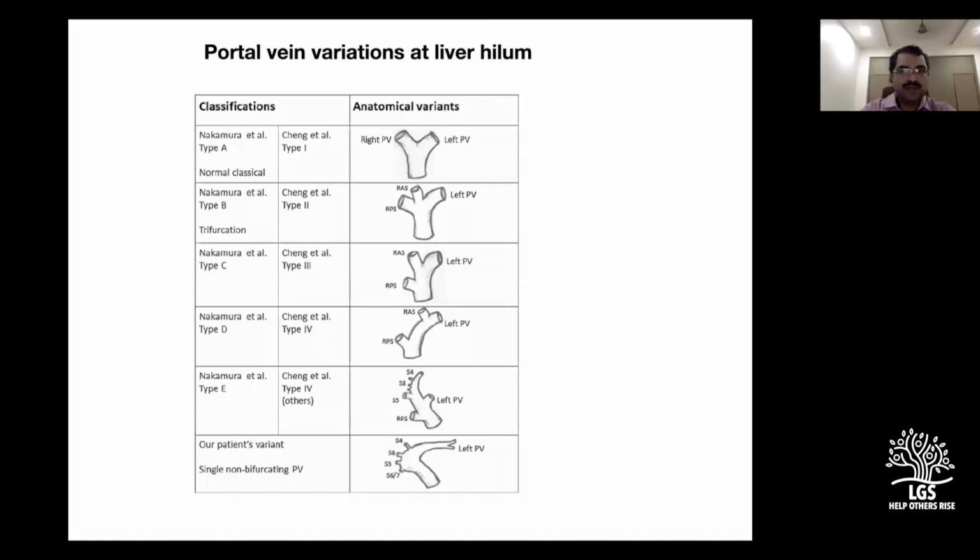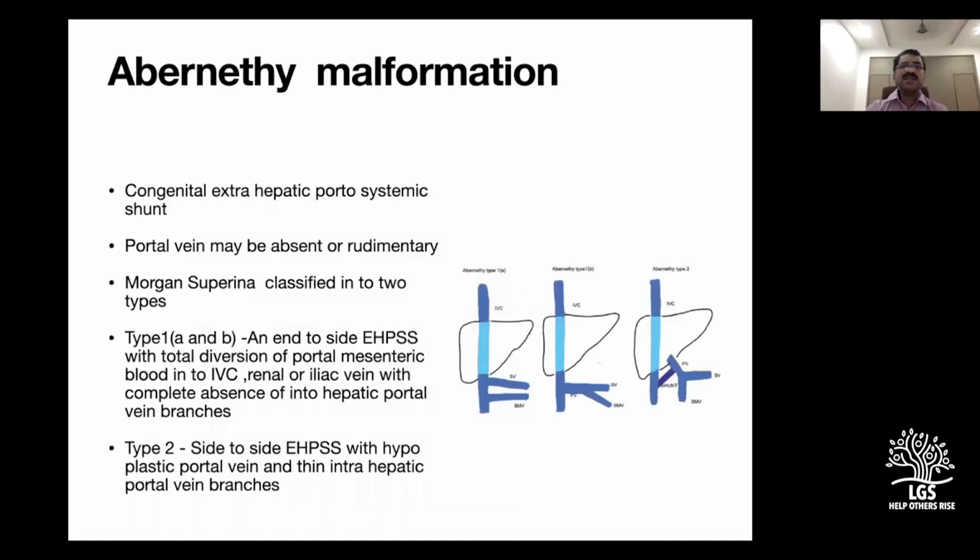And in type B, there is a triple confluence. In type C, you can see the right anterior sector and left join together and the right posterior is separate. And types D and E are all difficult anatomies where you cannot resect the liver without doing a reconstruction of the portal vein. There is a congenital abnormality described, called Abernethy malformation. It is a congenital extrahepatic portosystemic shunt. The portal vein may be absent or rudimentary.